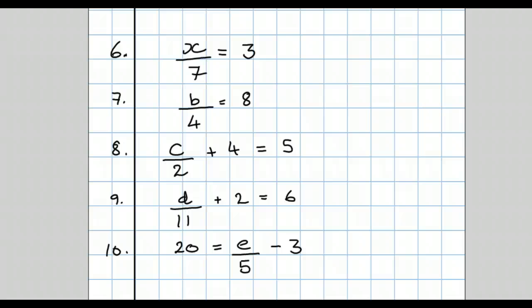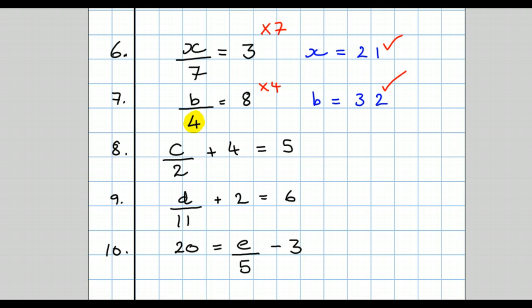Right, welcome back. Let's go through the answers here. Got a number underneath the letter, so I'll multiply the whole thing by 7 to give me x divided by 7 times 7 is x. 3 times 7 is 21, and that's your answer. Here, I've got the number 4 underneath, so multiply everything by 4. b divided by 4 times 4 goes back to being b. 8 times 4 is 32, and that's our answer. So those ones are fairly straightforward.